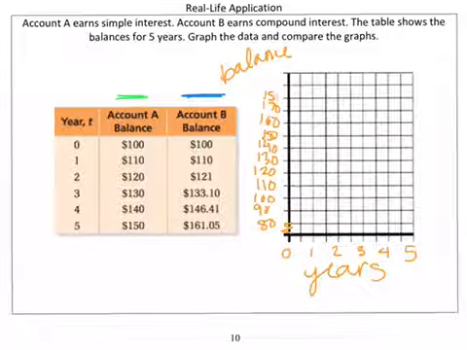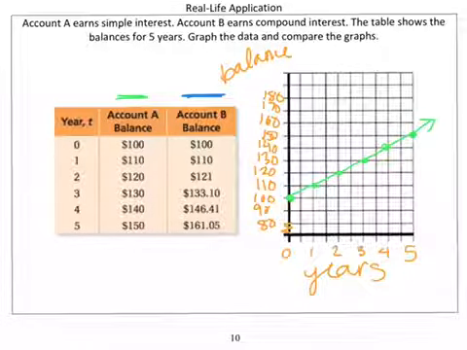170, 180. All right, so this first account, at year 0, we have $100. That means they put $100 in their account at the very beginning. Year 1, they had 110. Year 2, they had 120. 3, 130. 4, 140, and 5, 150. So this is account A, as we've labeled.